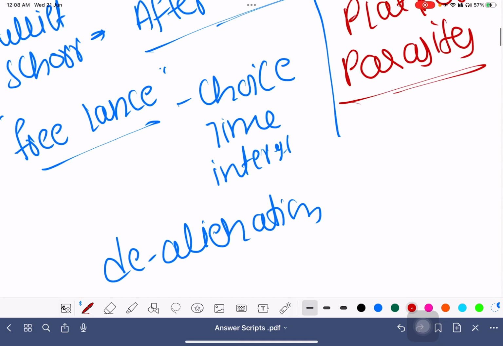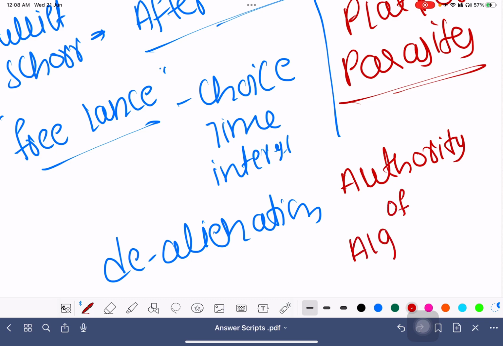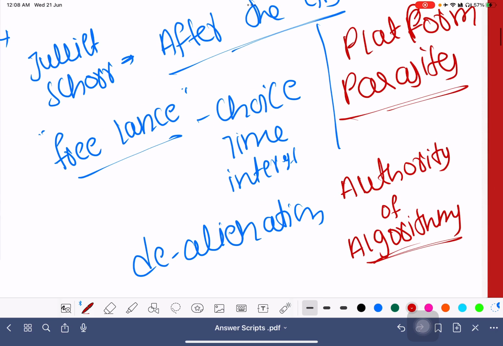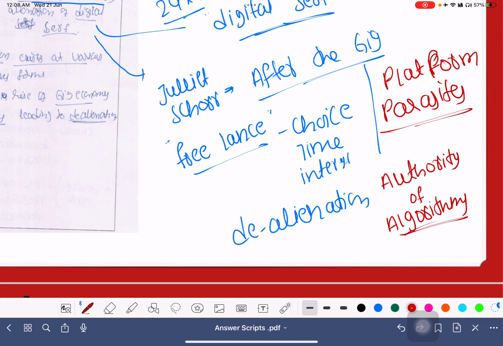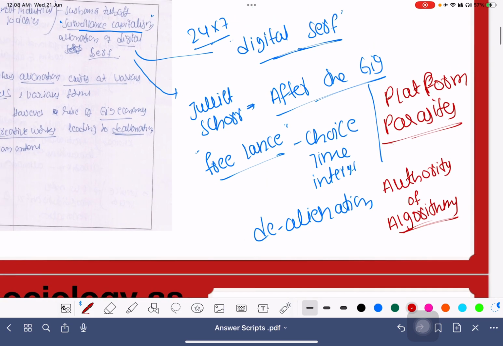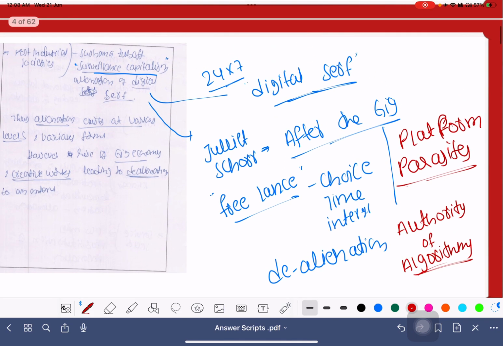In fact, it is said that authority is now being shifted. Earlier, power lay in institutional leadership. Now we are giving importance to algorithms, the authority of algorithms. Most of the time we keep hearing cab drivers requesting, sir, please give nice feedback, because when you give nice feedback, his chances of earning more will increase. Okay, these are the things we have discussed.